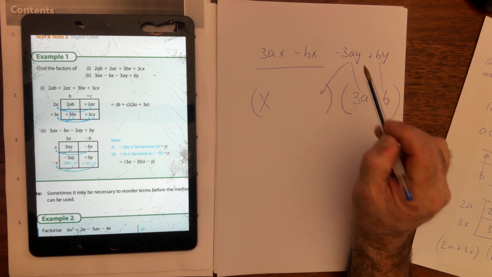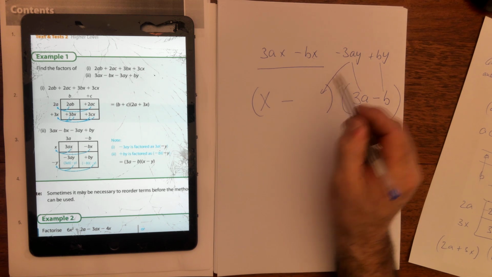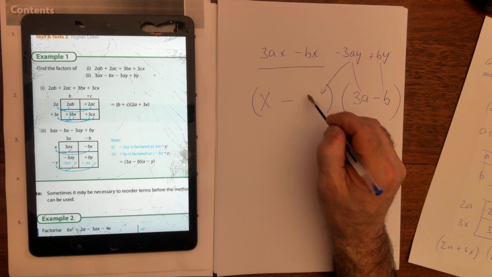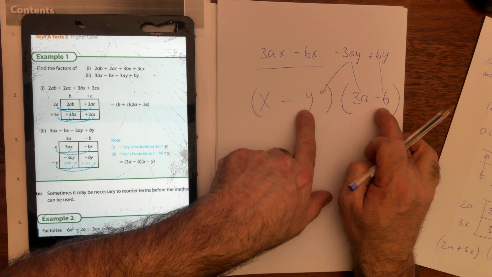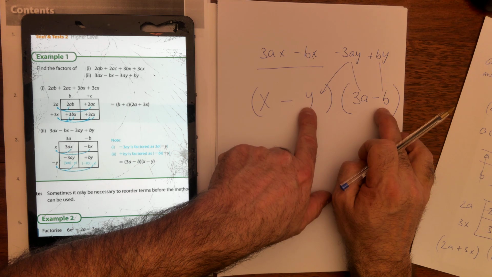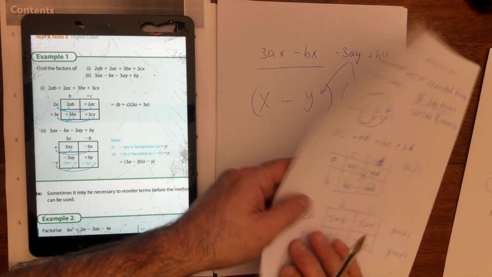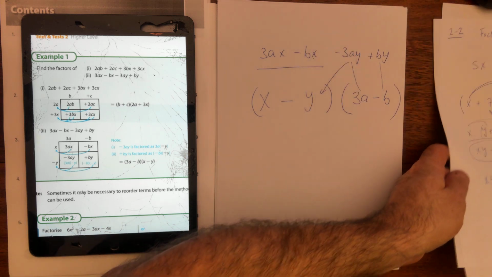Now, minus divided by plus is minus. 3's cancel, a's cancel, you're left with y. And you can just use the last one to double check that everything is fine. And it is. Great.